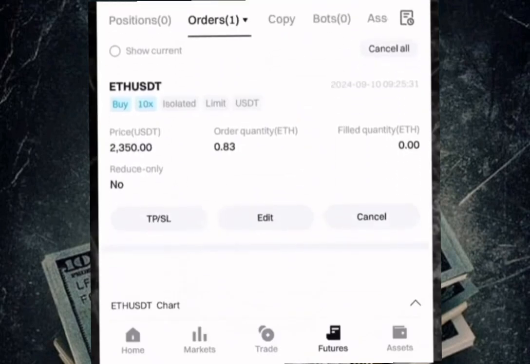Now, once you click on confirm, you've not entered this trade because it does not reach your entry price. Remember, you want to enter at 2,350. So that trade will be under your orders right here. You can see where you have orders.